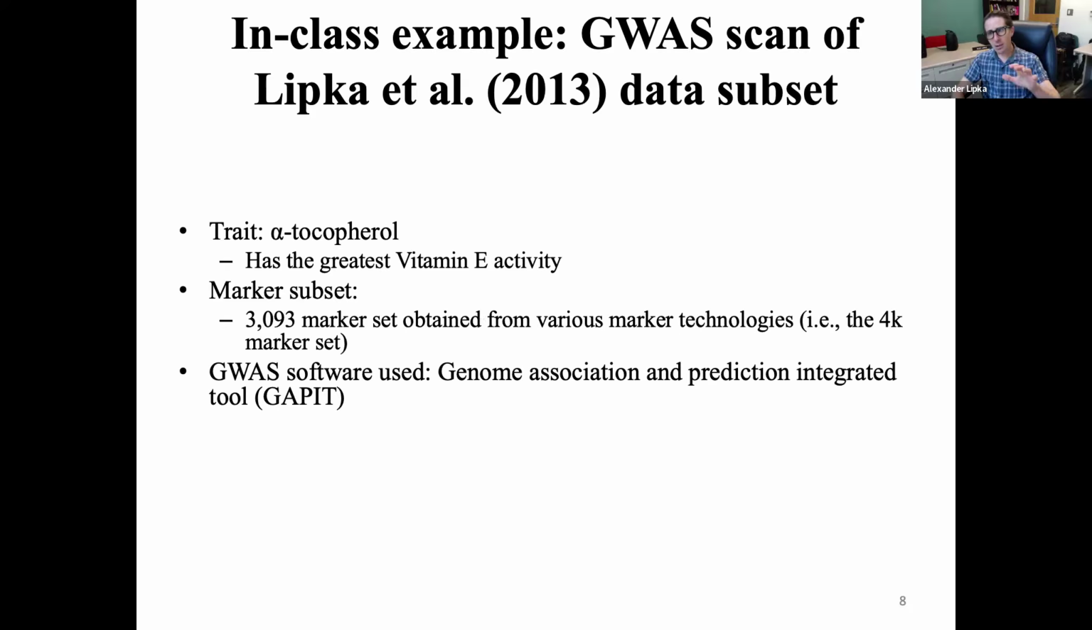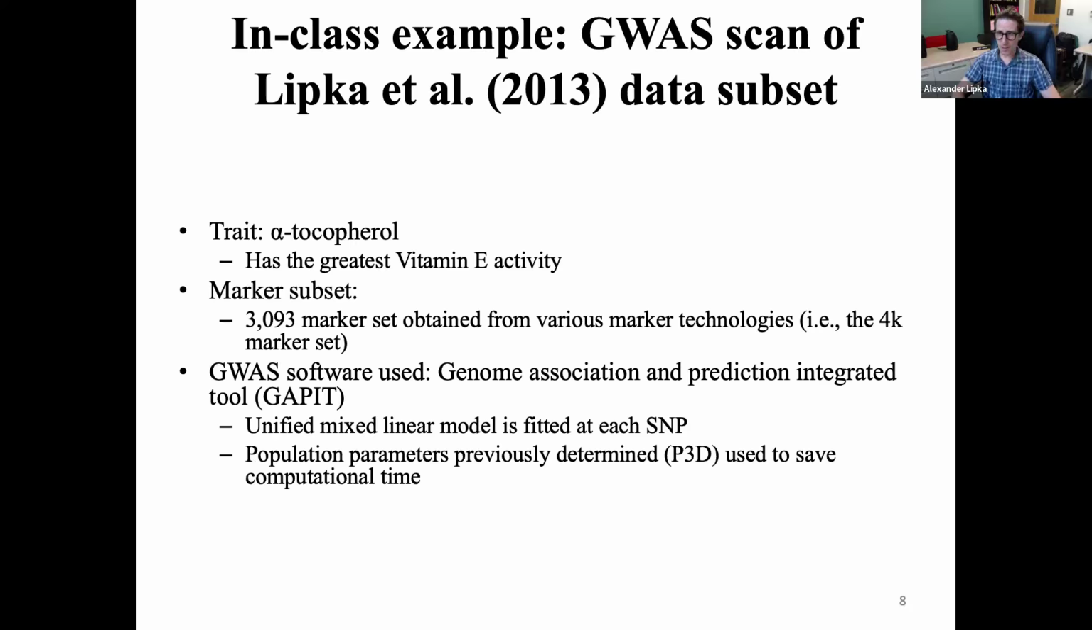So I'm not going to make you watch me run 294,000 SNPs. It would take probably about 30 minutes for everything to run. So instead, I'm just going to run this on a subset of approximately 3,000 markers. And I'm going to use GAPIT. We're going to use the unified mixed linear model fitted at each SNP. And then we're going to use P3D to save computational time.